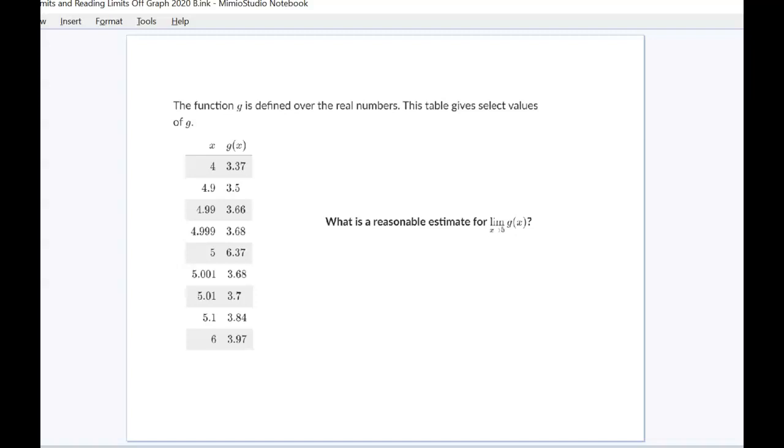Well, if we approach 5 from the left, that means coming from this side, our y values appear to be approaching 3.68. As we approach 5 from the right, our y values again are approaching 3.68. So it seems that a reasonable limit would be 3.68. Even though at 5 the function is defined as 6.37, the limit as I approach from the left and the right appears to be 3.68.